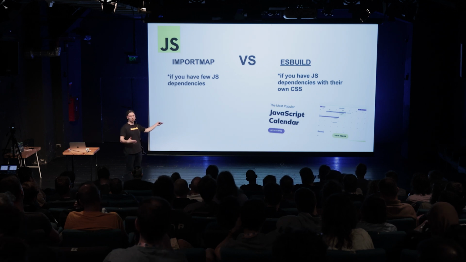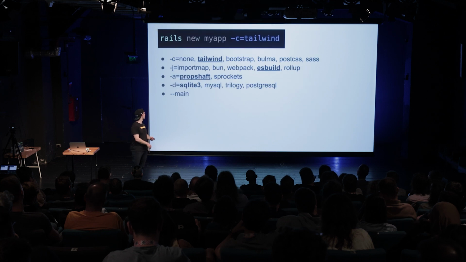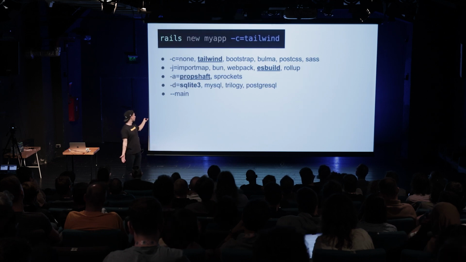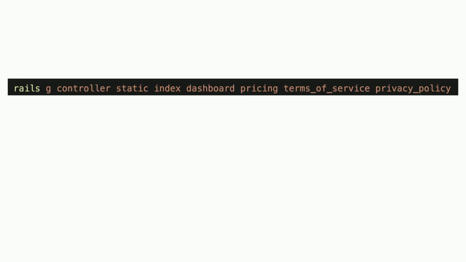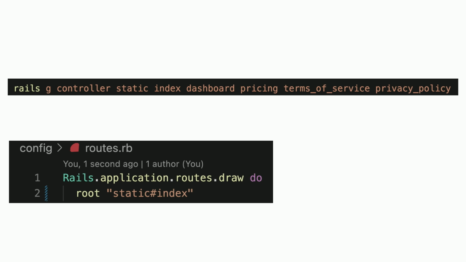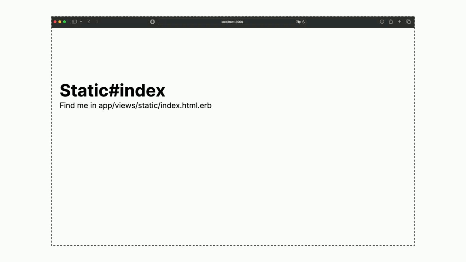And yeah, if you're importing a JavaScript calendar in this example, I would go with esbuild. So this is the default I would use for starting a new Rails application. Okay, we have started a new Rails application. Now let's generate some views, like a few static pages at the root. Okay, we have a page.